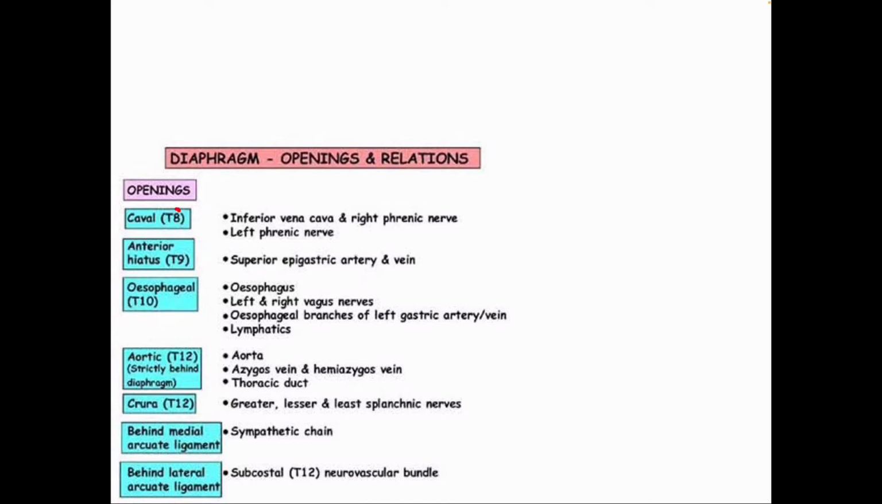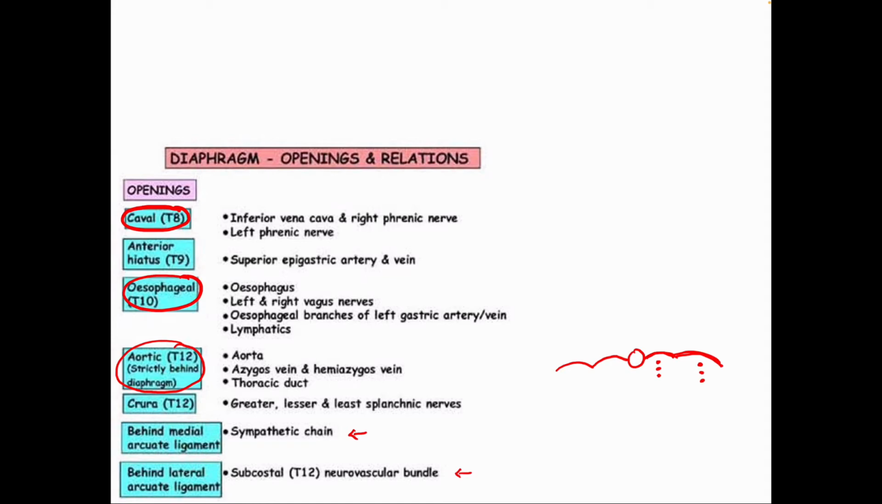Among that, the caval opening, esophageal opening, and aortic opening we have discussed. Just behind the diaphragm there are crural openings. So this is the medial crus of the diaphragm, and this is the lateral crus of the diaphragm. There are some structures which are present behind the medial crus, and some structures which are present behind the lateral crus. Okay, so behind the medial crus you have the sympathetic chain, and behind the lateral crus you have the subcostal neurovascular bundle.